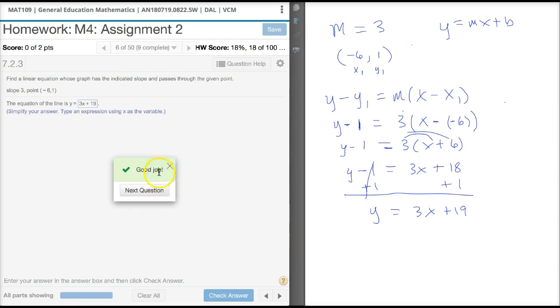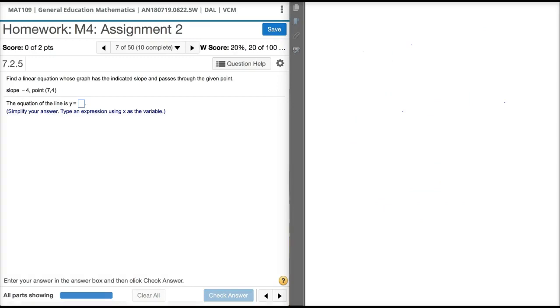All right, let's move on to question number 7. What's different now is that our slope is negative, instead of one of the coordinates of the given point being negative. Here our slope is -4, and our x and y coordinates are both positive. We still use point slope form of the equation of a line.